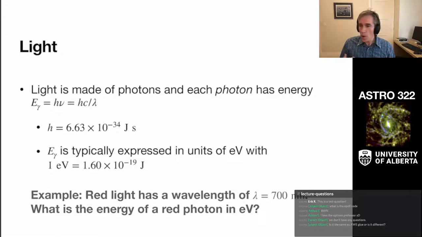And given how tiny Planck's constant is, we often express the energies of individual photons in units of electron volts. Those electron volts are just another unit of energy, where 1 electron volt is 1.6 times 10 to the minus 19 joules. And so this allows us to calculate the energy of a given photon.